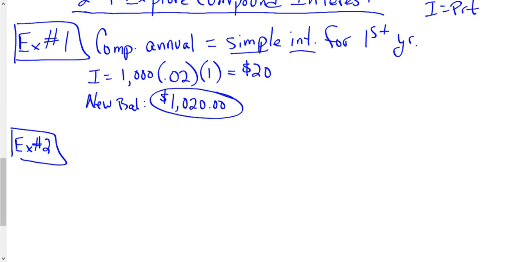All right, what's going on in example 2? Mercedes, read. Maria deposits $1,000 in a savings account that pays 2% interest, compounded semi-annually. What is her balance after 1 year?